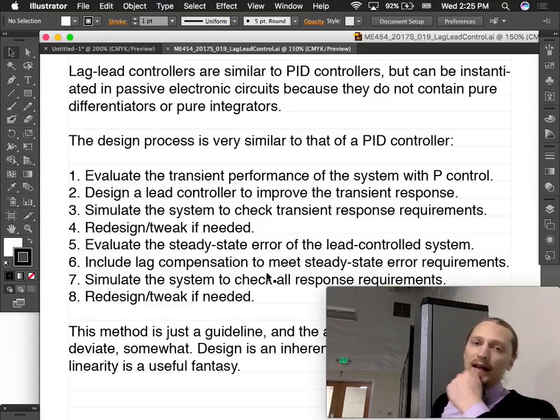But then we design a lead controller to improve the transient response. That's our first step. So we'll learn how to do that part. And then we simulate to make sure that the transient response requirements are met.